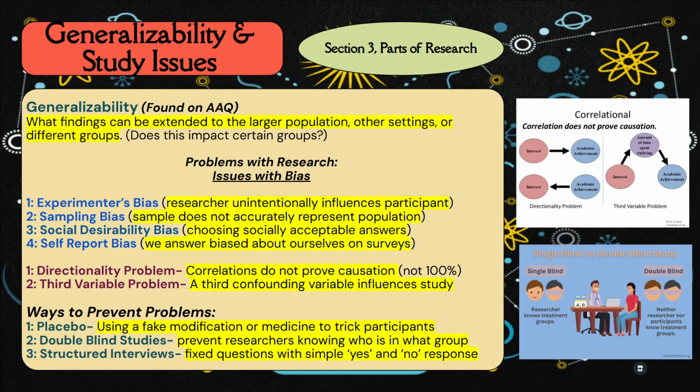Sampling bias means our sample doesn't represent the population. Going back to what we talked about, freshman, sophomore, junior, senior, this would be if you don't use freshmen and juniors in your study. It doesn't look like a representation of the population.